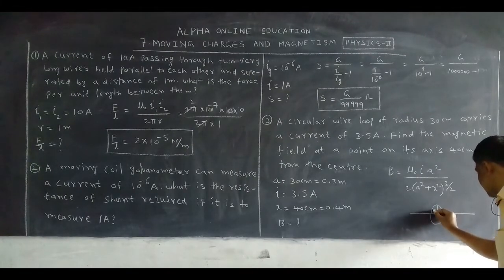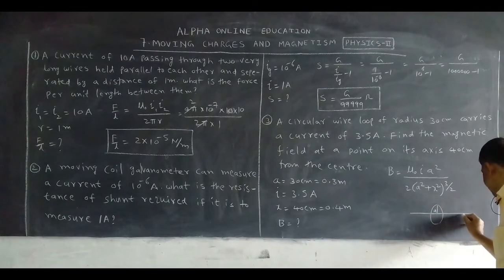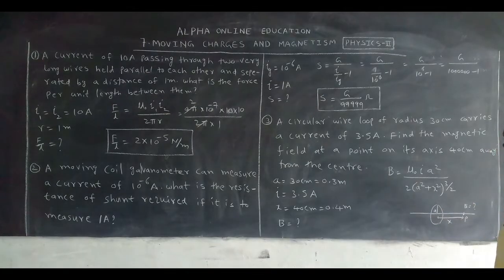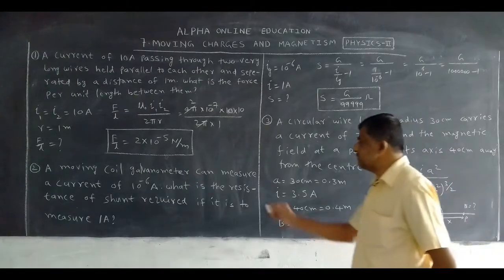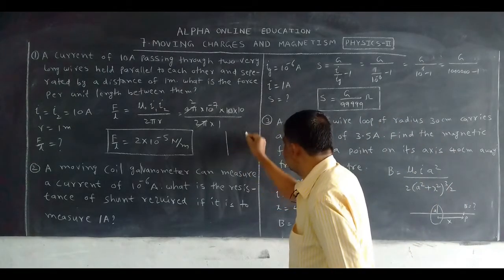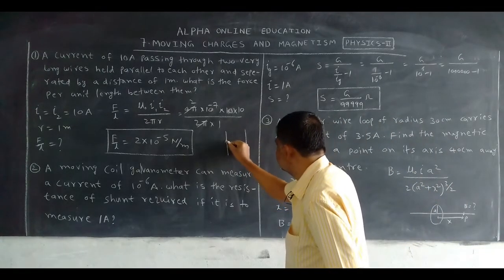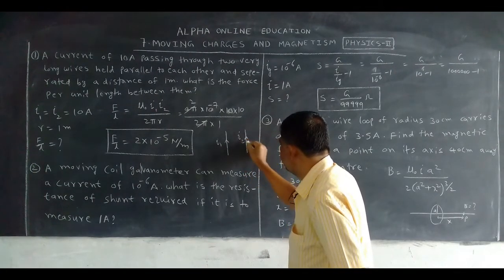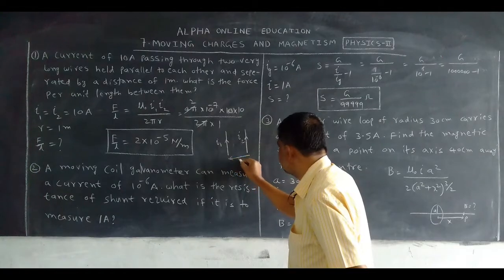Here, this is A. Here we can take one point P. This is X. We want to calculate at this point. B is equal to how much? Okay? B is equal to how much? But in this one, these are the two conductors. This is I1, this is I2, this is R.